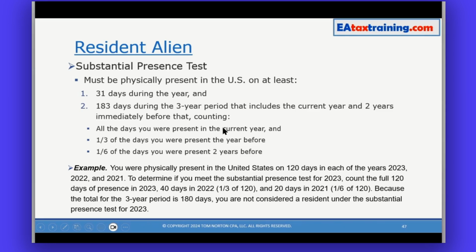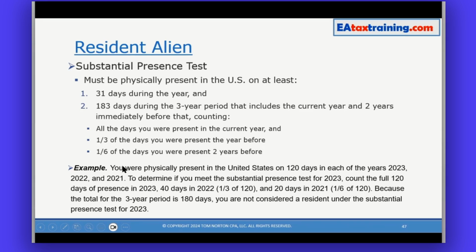You count all the days for 2023. So how many days they were physically present in the United States in 2023, you count all of them. You only count 1/3 of the days that they were present the year before. So that would be 2022. And you only count 1/6 of the days that they were present 2 years ago, which would be 2021.